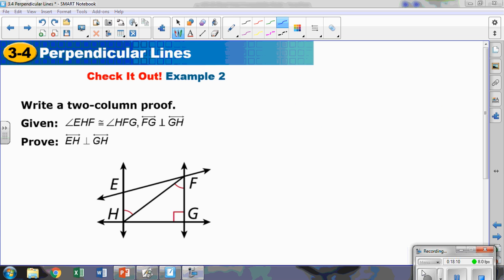Okay, practicing another proof. Given angle EHF is congruent to angle HFG, which is telling us, just what the ticked arcs are, these two angles are the same. We are also told FG is perpendicular to GH. That's where we're getting this 90. And we are trying to explain why it is that EH is going to be perpendicular to GH.